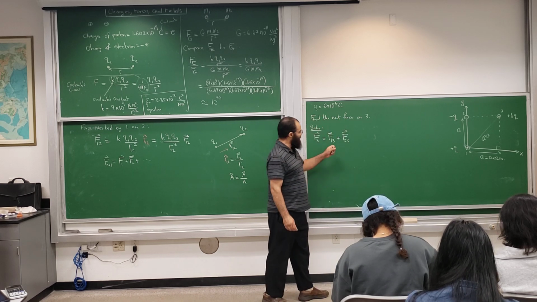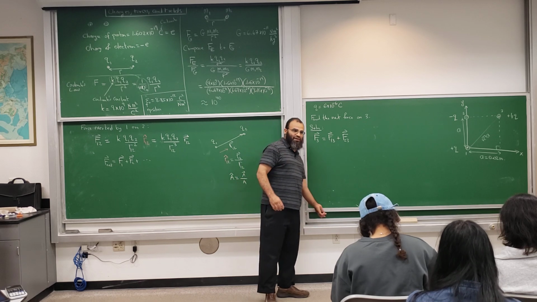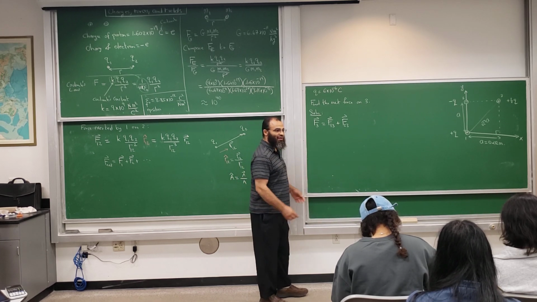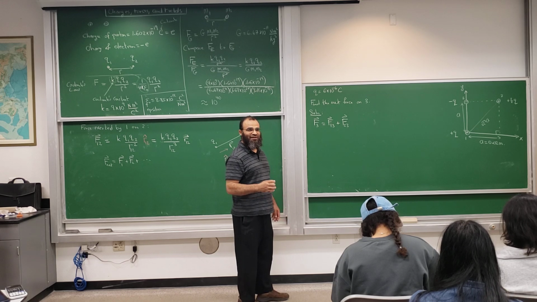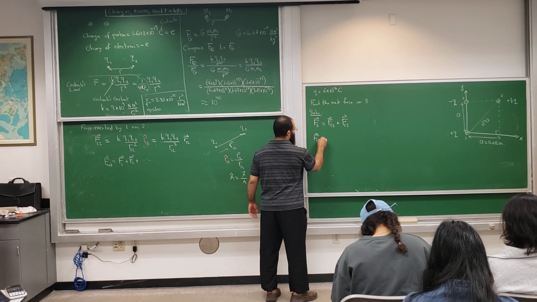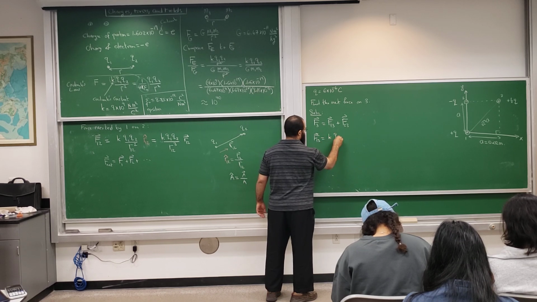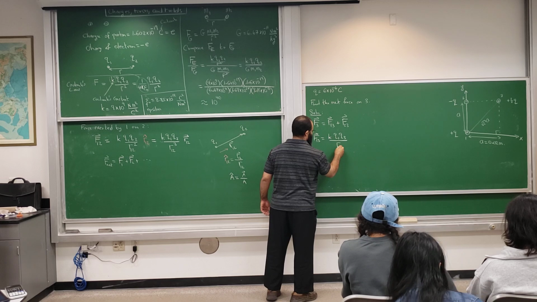So let's first find F13, F23, and we might have to come back to this example, or maybe I will leave it as an exercise for you. So let's start with F13, which will be K, Q1, Q3 divided by R13.